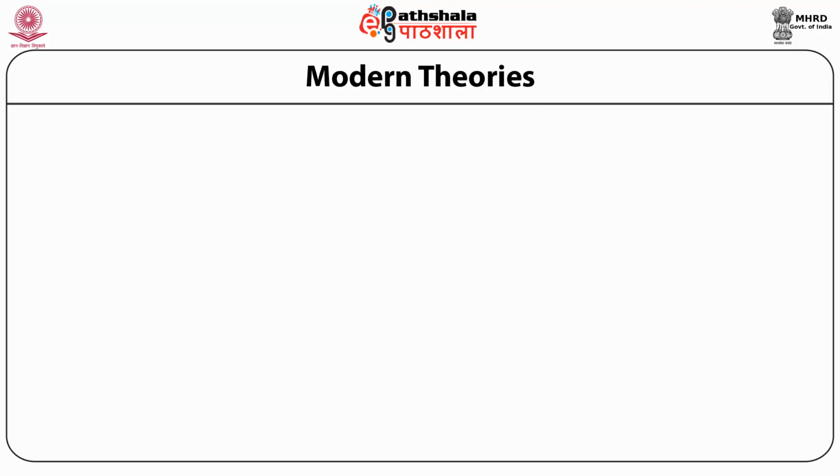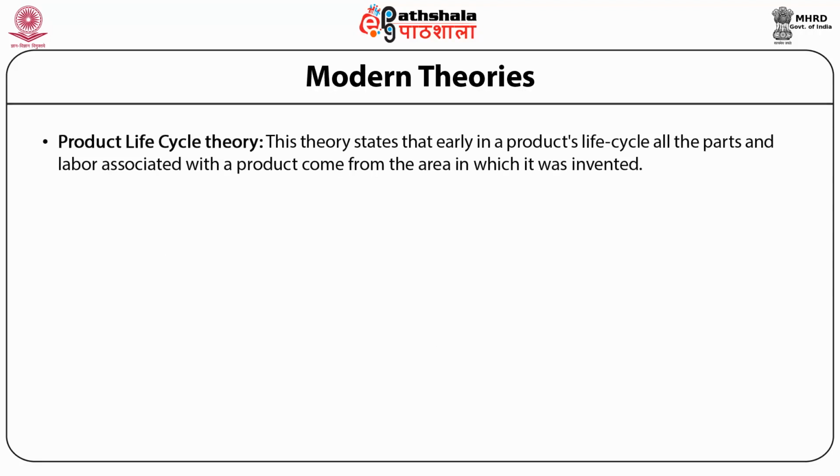Let us see what the modern theories of international trade are. First is product life cycle theory. This theory states that early in the product life cycle, all the parts and labor associated with the product come from the area in which it was invented or originated. After the product becomes popular and used in the world markets, production shifts away from the point of origin. This theory was propounded by Raymond Vernon.